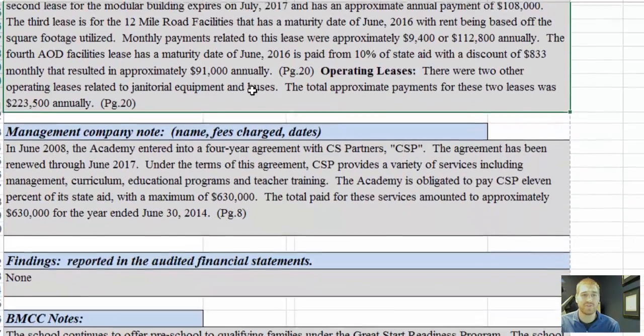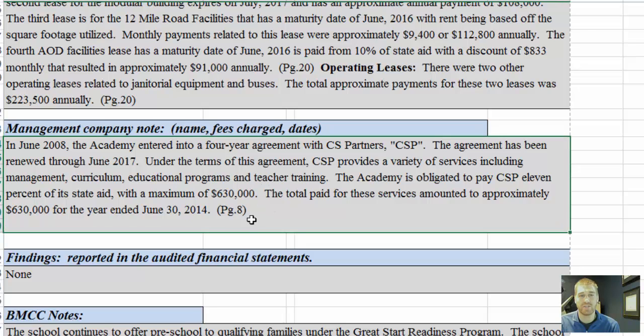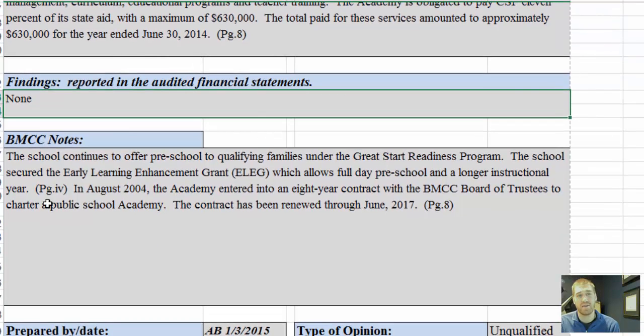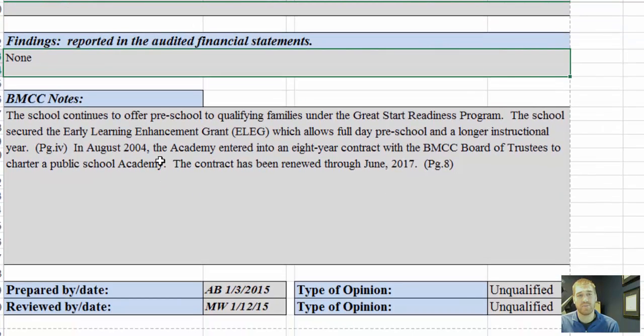As we scroll down, this is the management company information from the audit, page 8. There were no findings, which is good. And then just a couple more notes from the audit that were relevant. And again, this is from the audit, so I didn't write this.